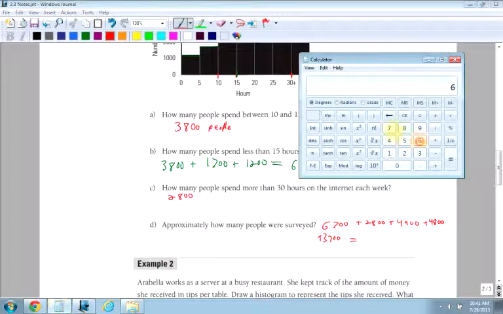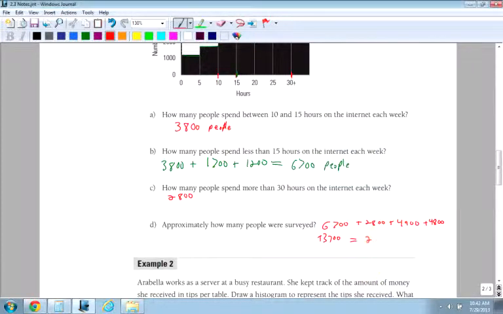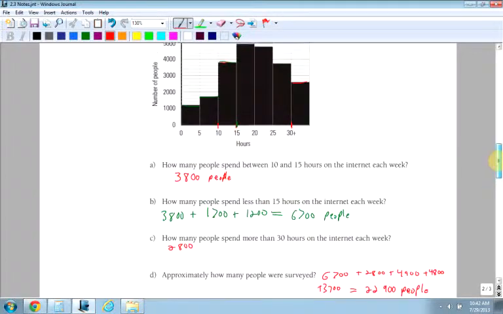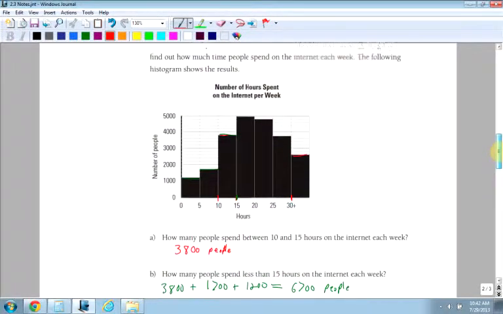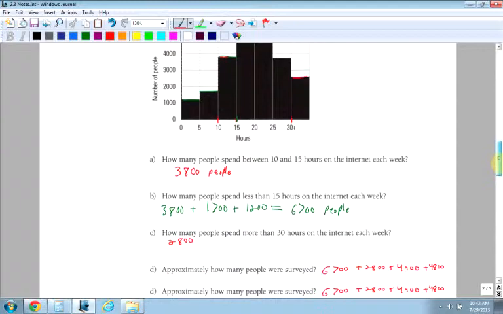So I add all these values. I have 6,700 plus 2,800 plus 4,900 plus 4,800 and then plus 3,700. So I get approximately 22,900 people. So that's a lot of people. It's a decent sized survey. Be hard to figure out how they contacted all those people. So that's another question based on the histogram graph.